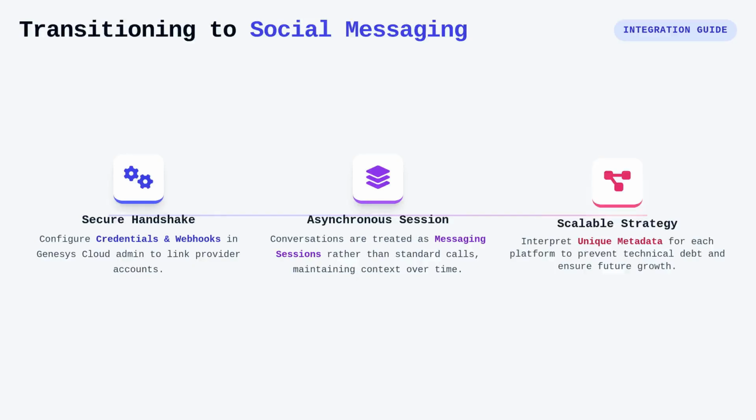Because these platforms offer unique native capabilities, the integration must ensure that the Genesys Cloud platform can interpret the specific metadata and message structure unique to each provider. Careful architectural planning at this stage prevents technical debt and ensures that your messaging strategy remains scalable as you onboard additional social channels in the future.